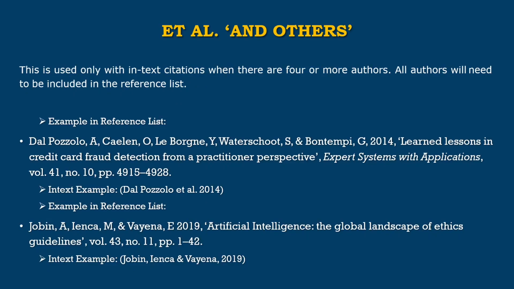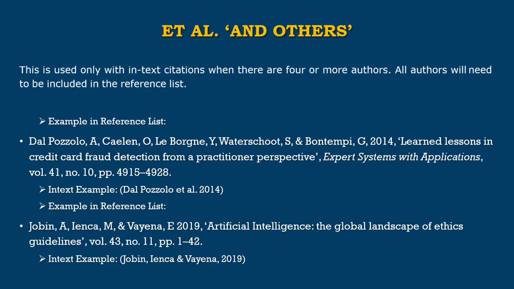Et al., meaning "and others". Et al. is used only during in-text citations when there are four or more authors. However, all authors need to be included in the reference list. This is no different from the other styles of referencing. Whenever there are four or more authors in a given reference, we use the term et al. while in-texting after the first author's name, to be very precise, after the first author's surname.